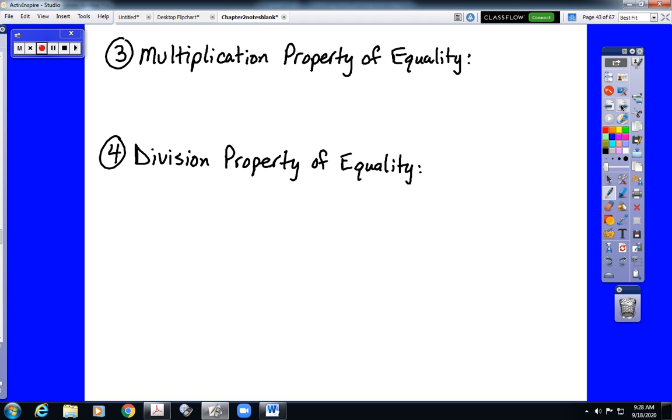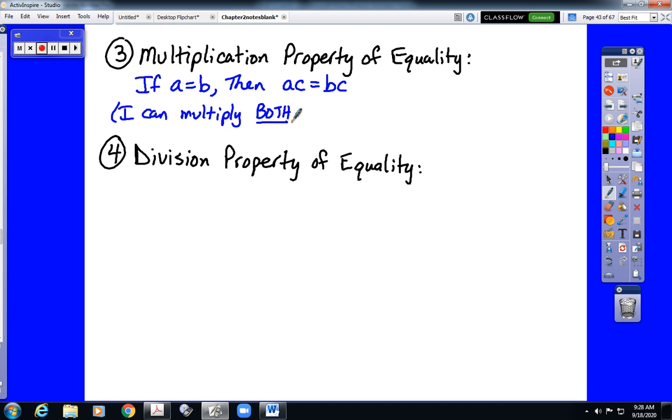The next 2 are extremely similar. They're the multiplication property of equality and the division property of equality. They basically say the same thing. If A is equal to B, then I'm allowed to multiply both sides of that equation by any value C. In other words, A times C is equal to B times C. We can multiply both sides. That's the big key. It has to be both sides of any equation.